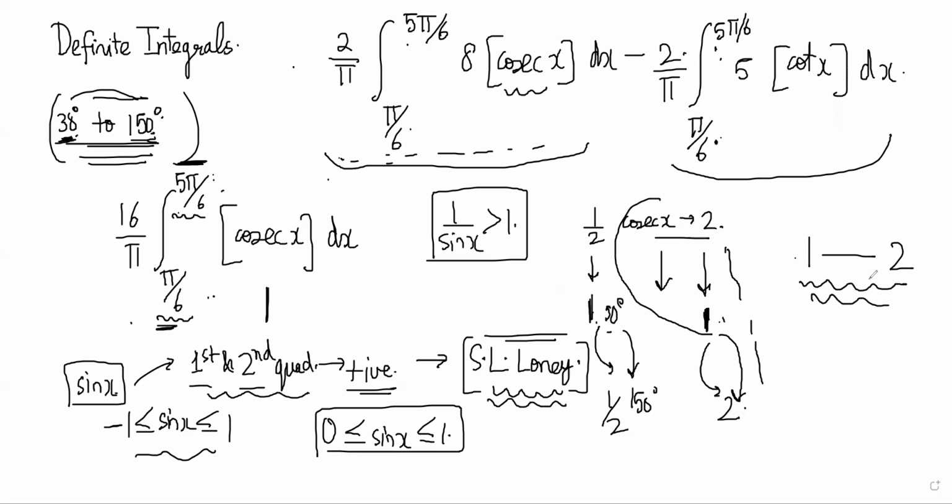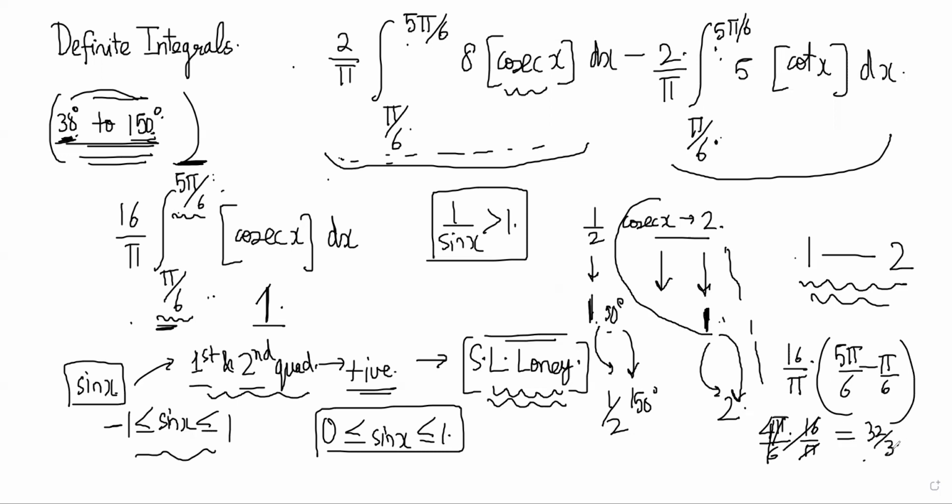Are you understanding? Then GIF is 1. So the answer of this integral will be simply 16 by pi times the integration of 1, from pi by 6 to 5 pi by 6, right? So that is 4 pi by 6, multiplied by 16 by pi. This becomes 64 by 6, or 32 by 3, right? This part is coming as 32 by 3. Now we have to do the second part, right?